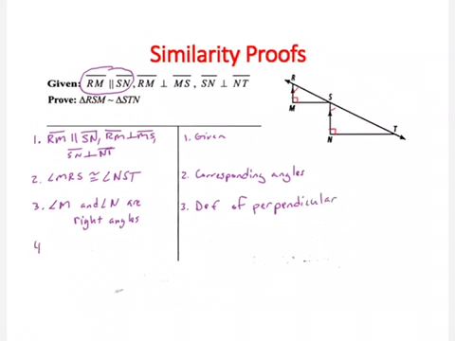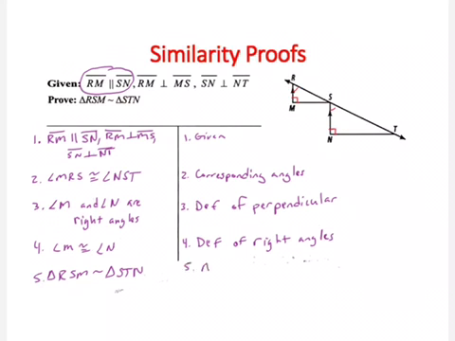From there, we can then state that the two right angles are congruent. So angle M and angle N are congruent, and this is just the definition of right angles. And so at this point, if we look, we have two sets of angles in both triangles. So that means we can now state, in the last step here, that triangle RSM is similar to triangle STN by angle-angle similarity.